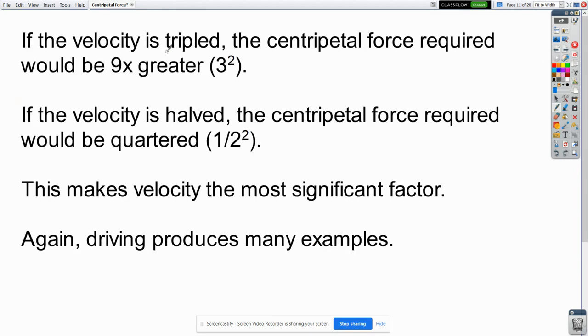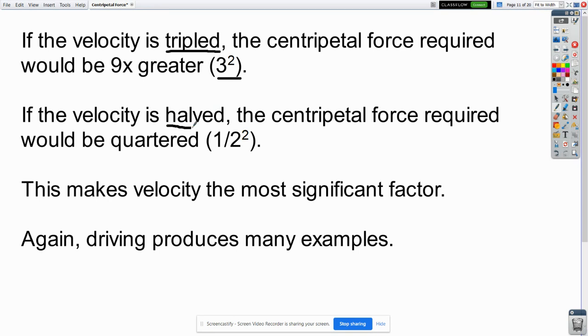If we tripled the velocity, had 3 times the velocity, it's going to be 3 squared for the centripetal force, or 9 times the centripetal force needed to turn that object. Again, whatever we do to the velocity, we're going to square that for the centripetal force.